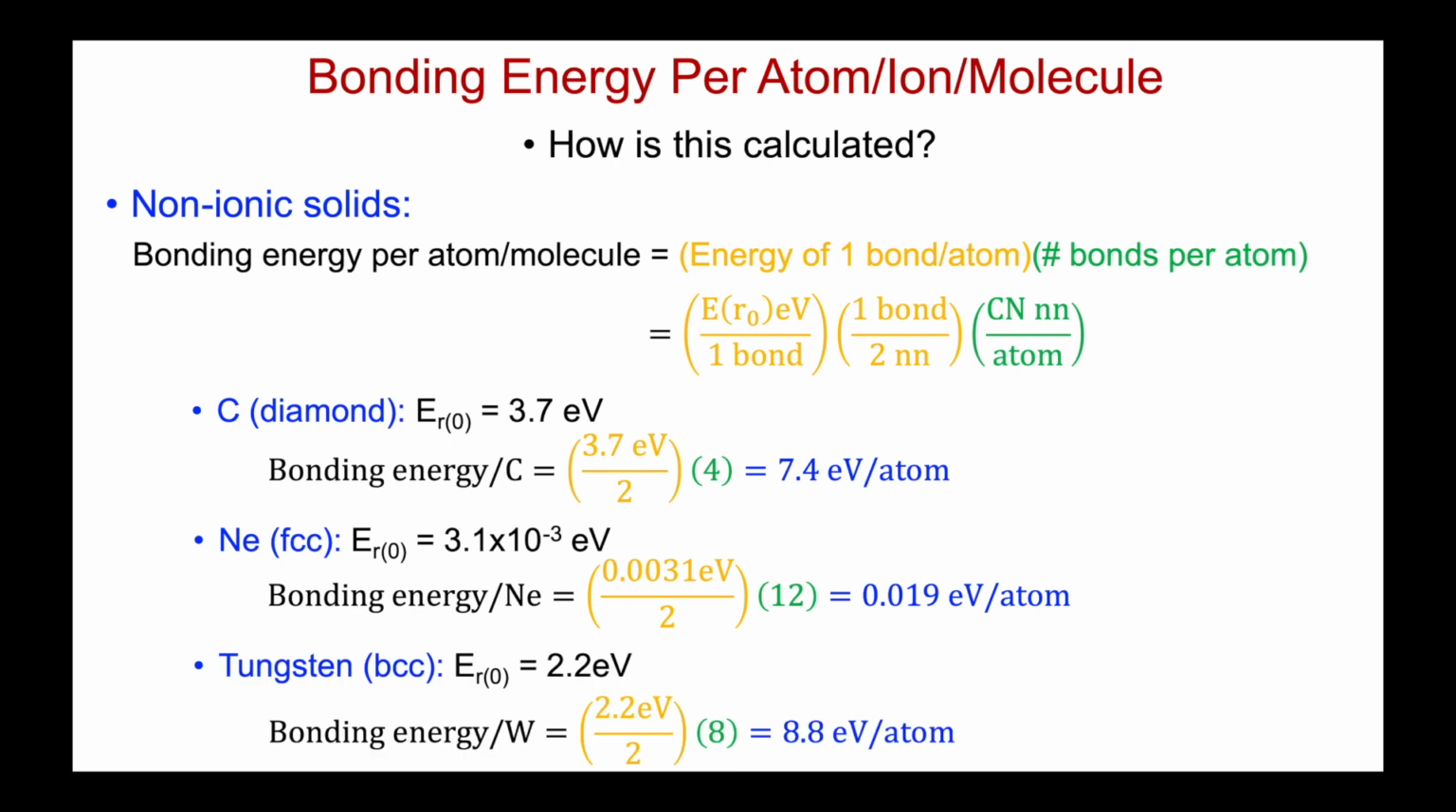Finally, let's look at another example, a metallic example for tungsten. Tungsten is body-centered cubic. The energy of a tungsten-tungsten bond is 2.2 eV. That means each atom in that bond is giving it 1.1 eV. Multiplied then by the coordination number, body-centered cubic, coordination number is 8. Each tungsten forms 8 bonds. And so the total bond energy per tungsten is 8.8 eV per tungsten.